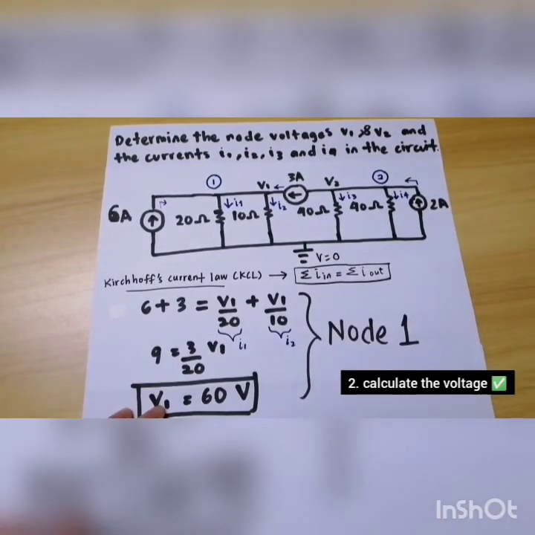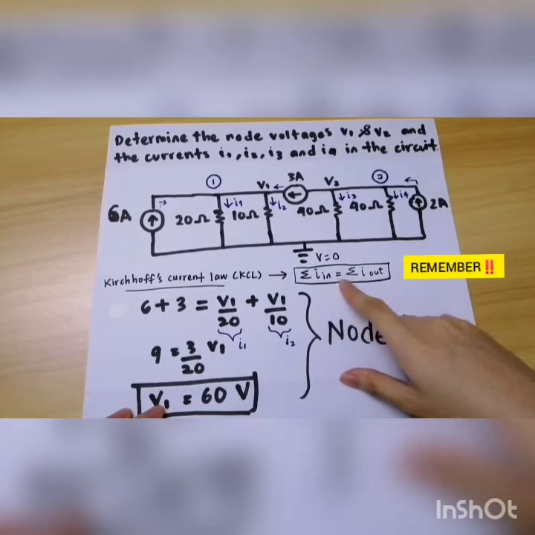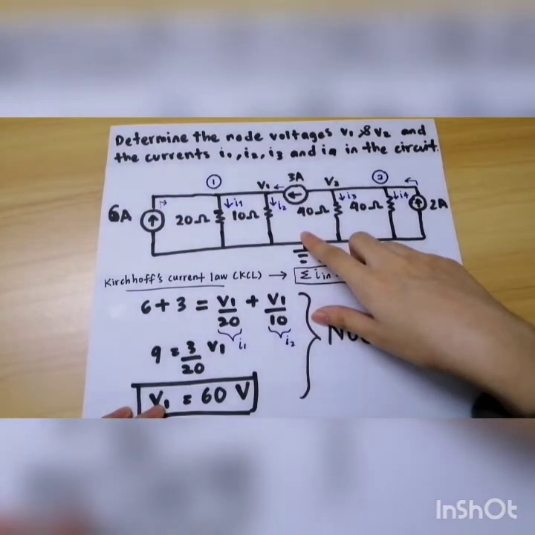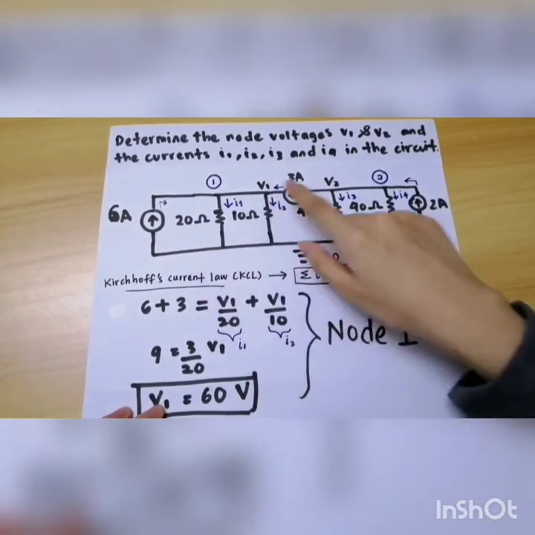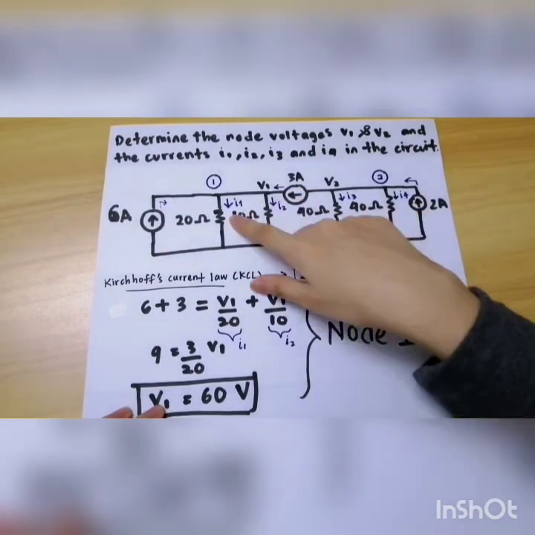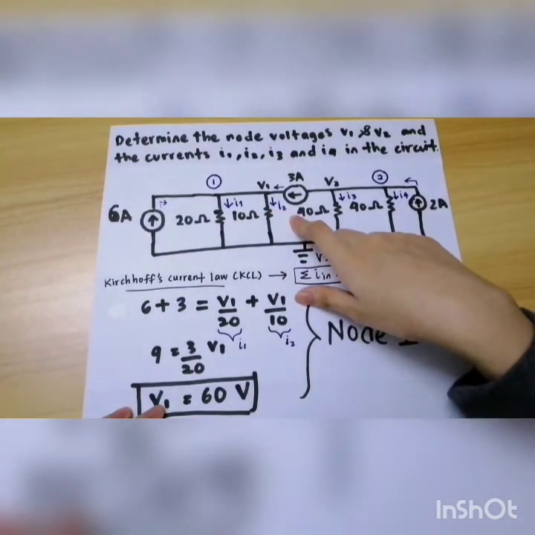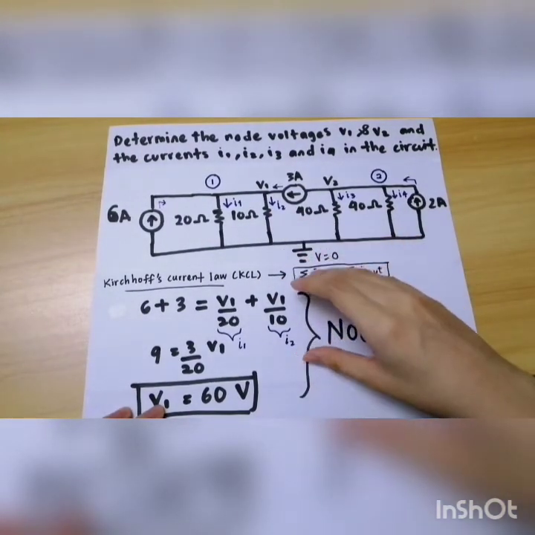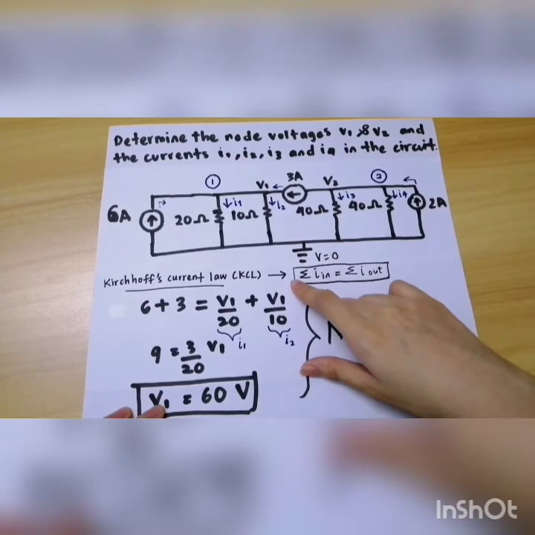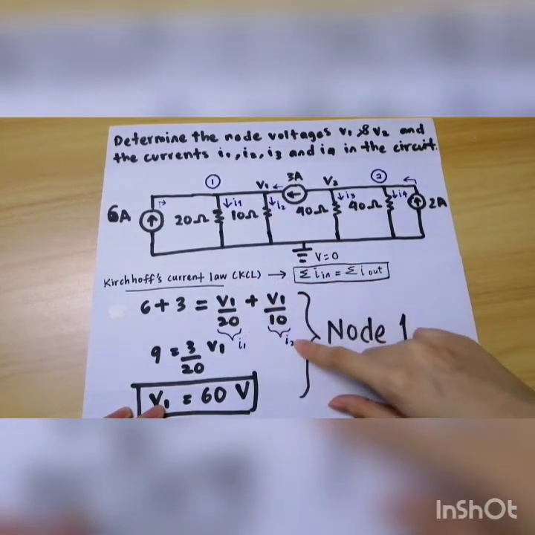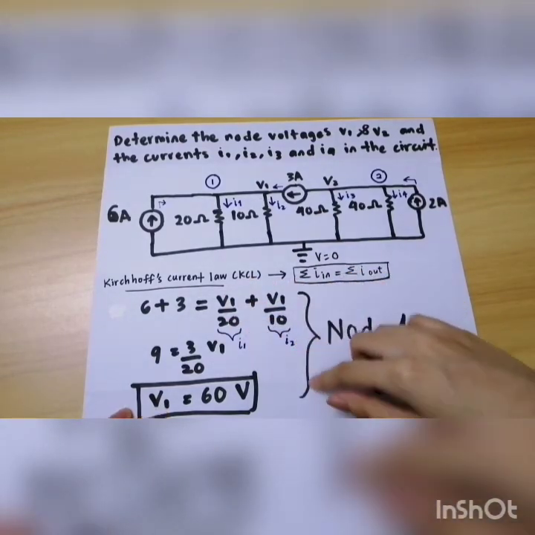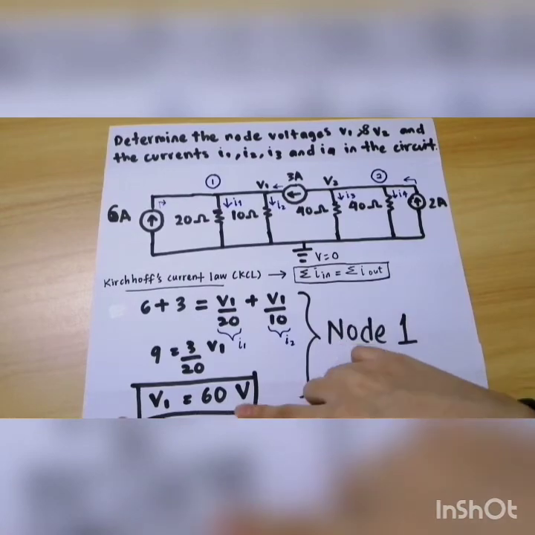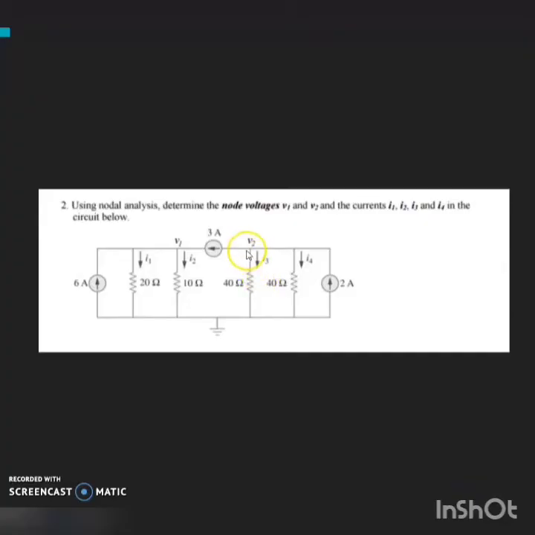So next, by using the Kirchhoff current rule, which states that the sum of current into the node is equal to the sum of current leaving the node. For node number 1 here, we can clearly see that the current into the node are 6 amps plus 3 amps, and the current leaving the node are I1 and I2. So we can construct this equation, and from the previously derived equation, we can substitute the value of I1 and I2. So we will have this equation, and by simply solving it, we get V1 equal to 60 volt.